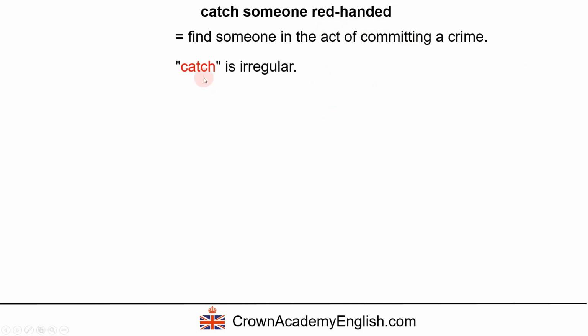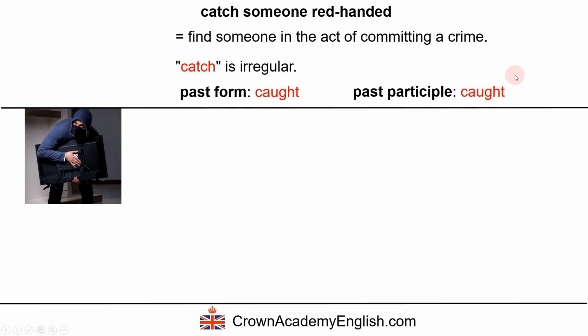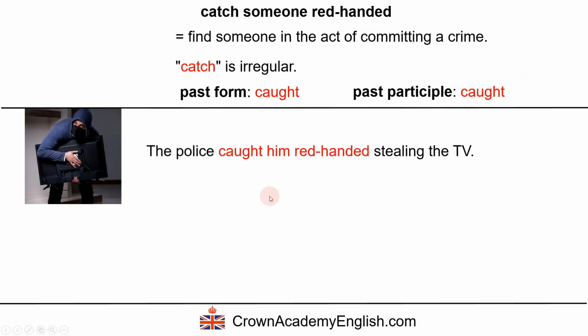Don't forget, catch, the verb, is irregular. Therefore, the past form is caught, and also the past participle is caught, C-A-U-G-H-T. Example, the police caught him red-handed stealing the TV.